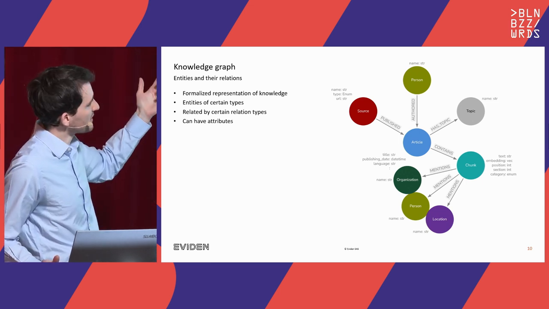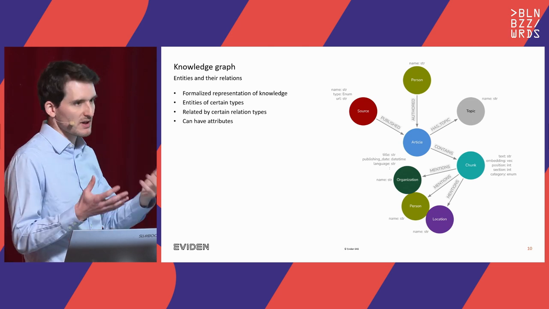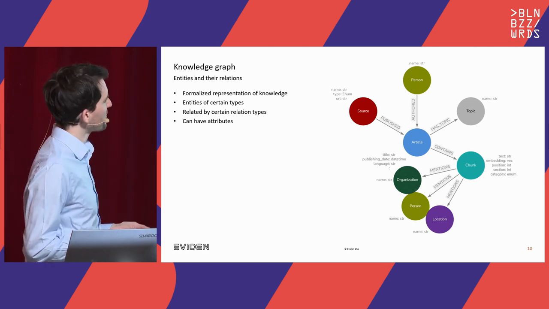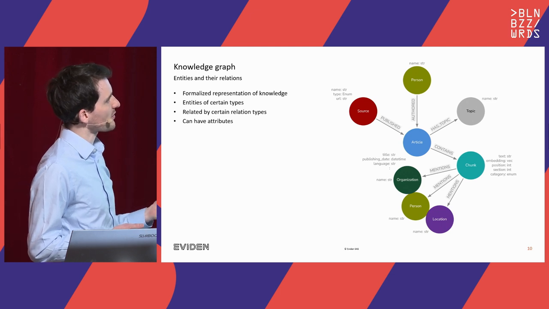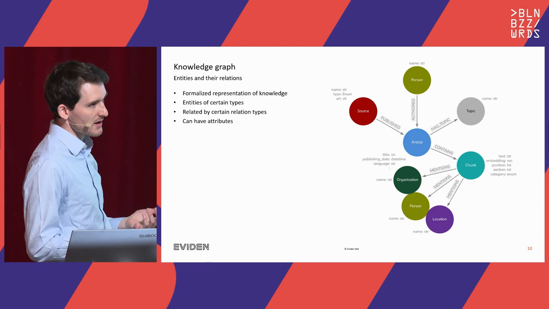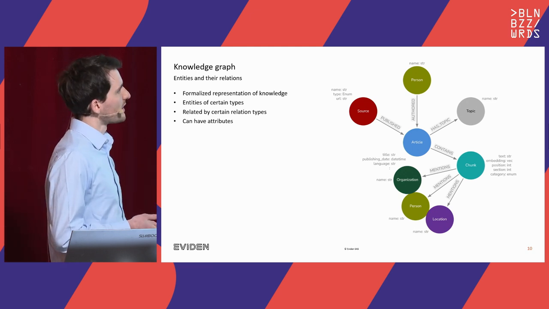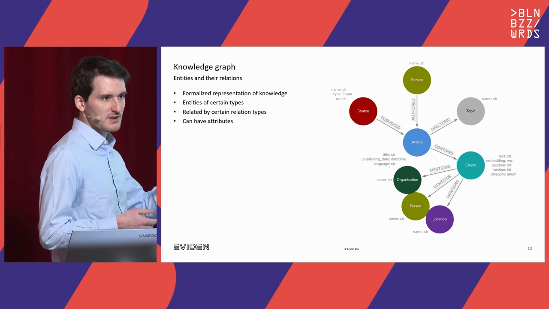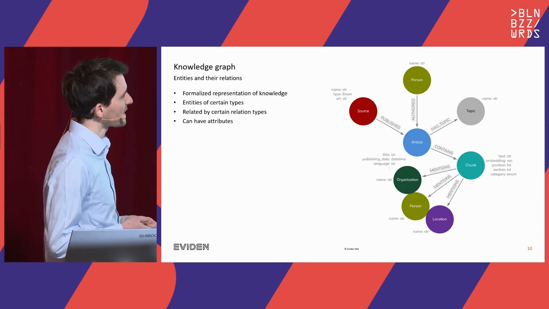Exactly, so they are related by certain types, and you have a schema, basically, of those relations and types, and both relations and sources can have attributes. For example, here the source has a name, a type. So in this case, it's an RSS feed or something else, and a URL.